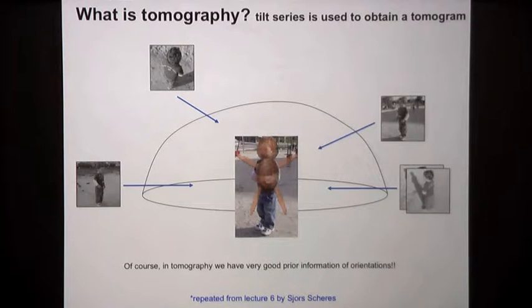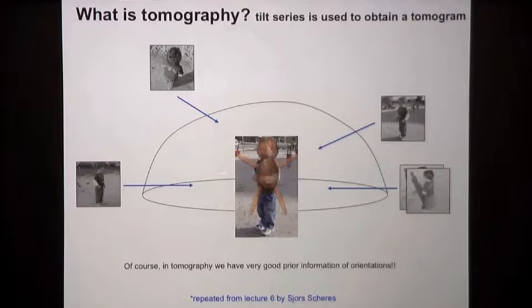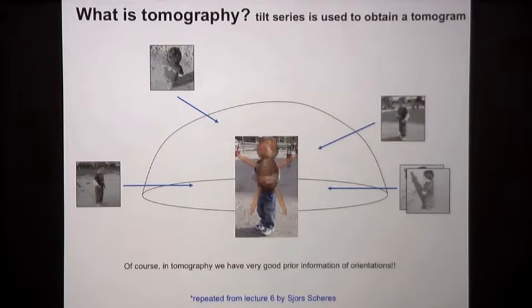So this is a slide from Shores. In single particle analysis, of course, we don't have very good knowledge of the orientations. So the single particles can fall randomly on a grid, and they can be oriented in many different directions, and these orientations are not known previously. In tomography, however, we have a very good prior information on the orientations because we know how we've tilted our grid and acquired the image. So this prior information is very good. So the problem is a bit simpler in tomography.